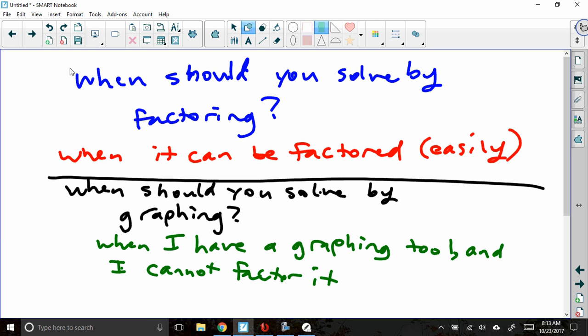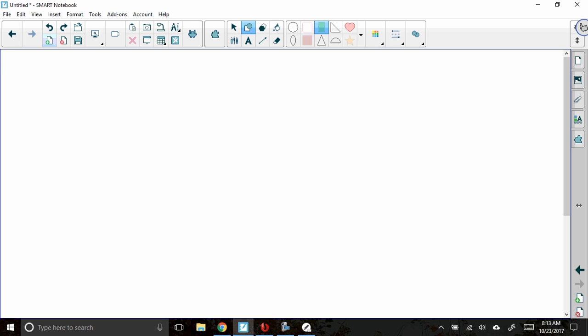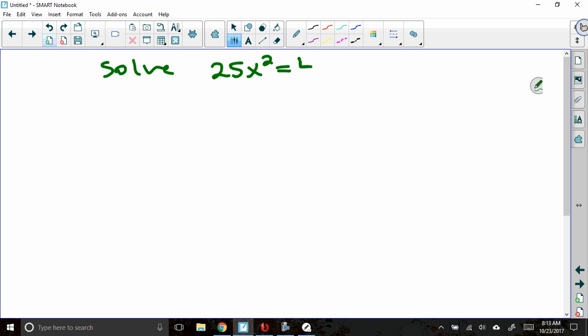So I think it would be a good idea at this point if we looked at a couple different ones. I want to rewind to the one question I gave to my advanced class at the beginning of the year. Solve 25x squared equals 49. There are 23 students in advanced Algebra 2. You know how many got this right? None. Not one soul got this right.